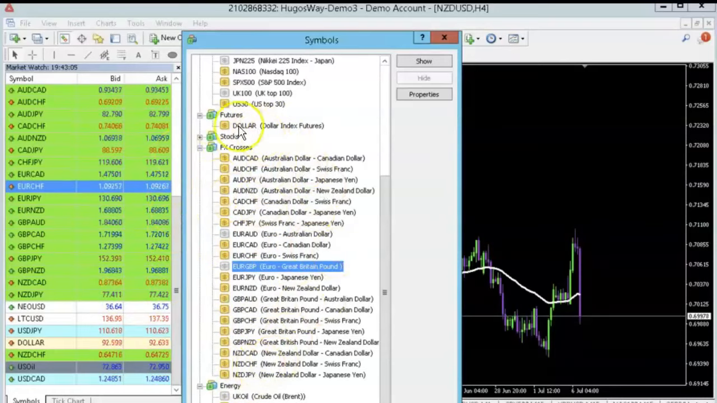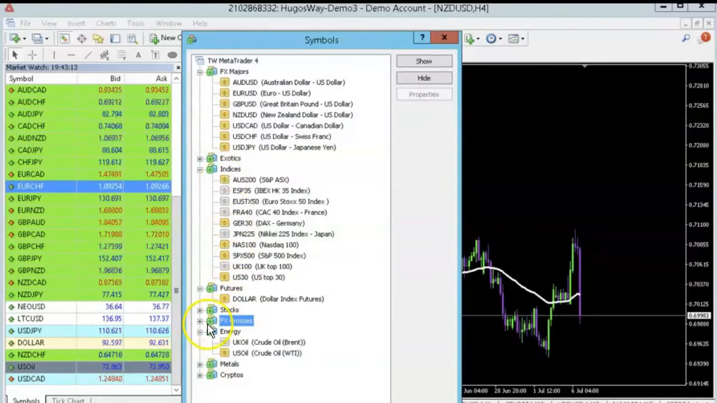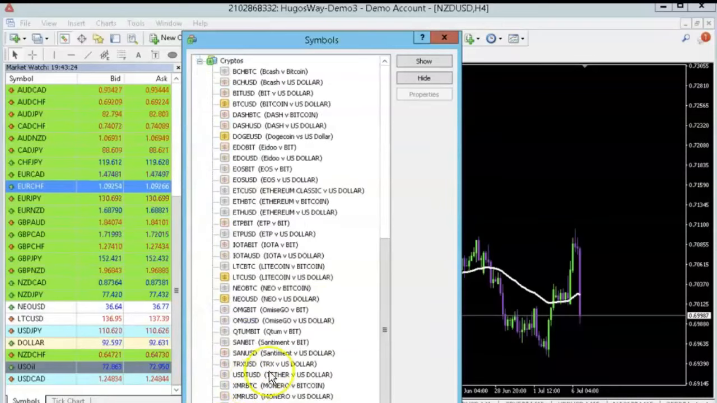Otherwise, I would not have this many pairs of the FX crosses on. So you do what works for you, but that's how you're going to turn them on and off, and this is going to save your computer a ton, or your platform a ton. Energy, you guys know oil, you can trade US or UK.